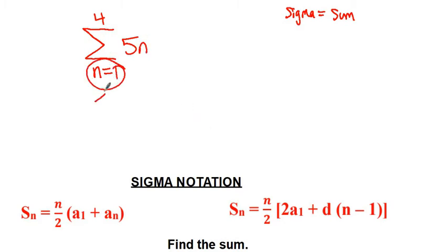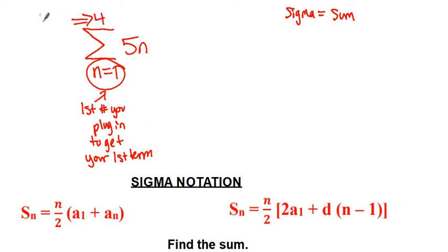This right here is the first number that you plug into the formula to get your first term. And then you go up until you get to this number. That is the last number that you end up plugging into the formula, in this case to get your fourth term, because in this example the fourth term will be the last term. So let's just practice writing out what this means.